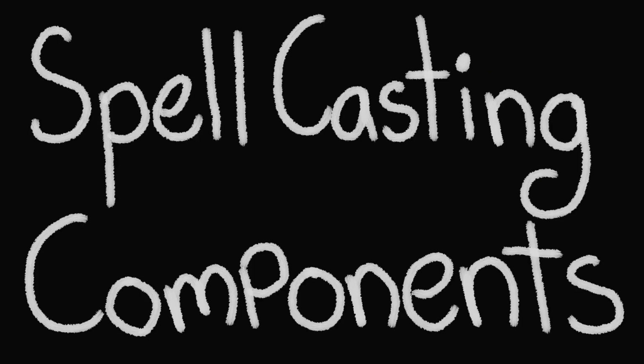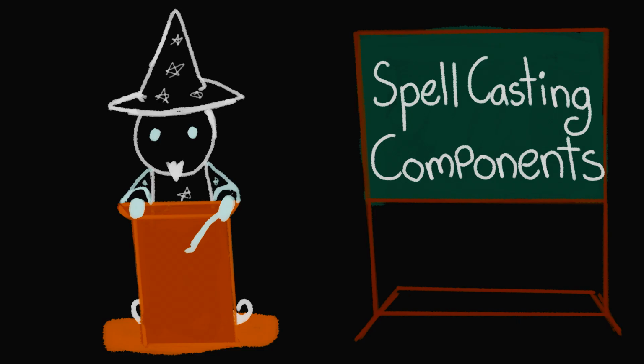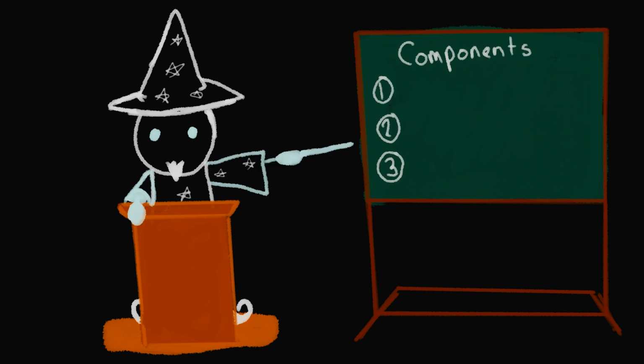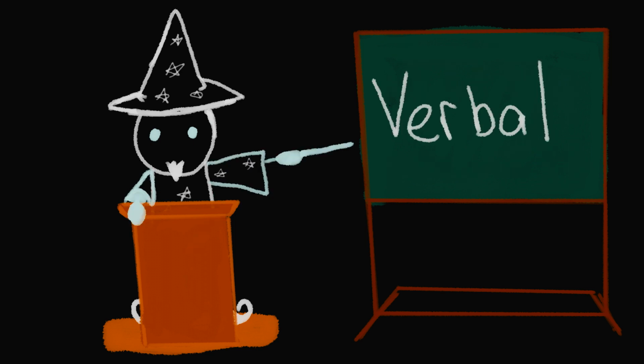Spell component costs. Despite what that one player in your group says, all spells have a cost. Spells have three potential component costs: verbal, somatic, and material. Verbal is simple to understand.